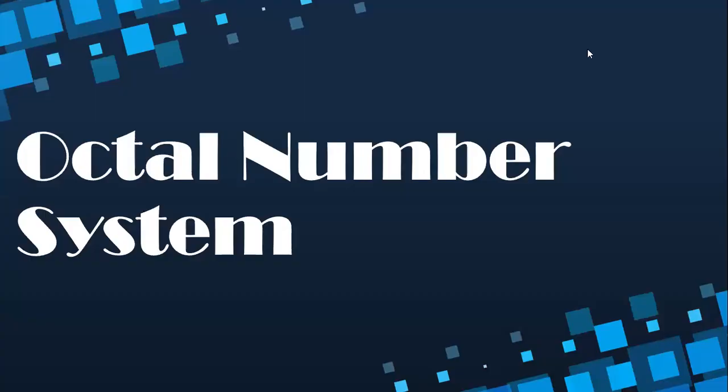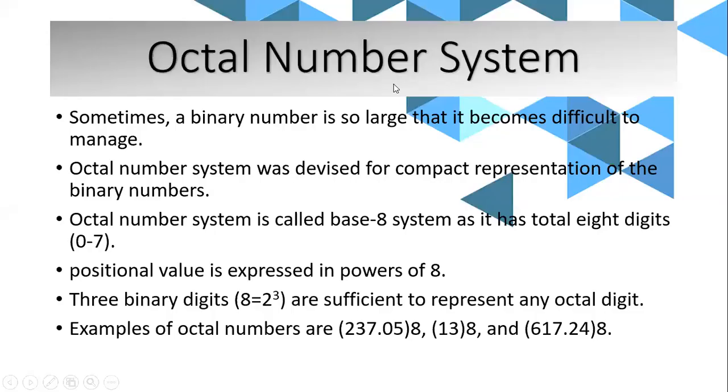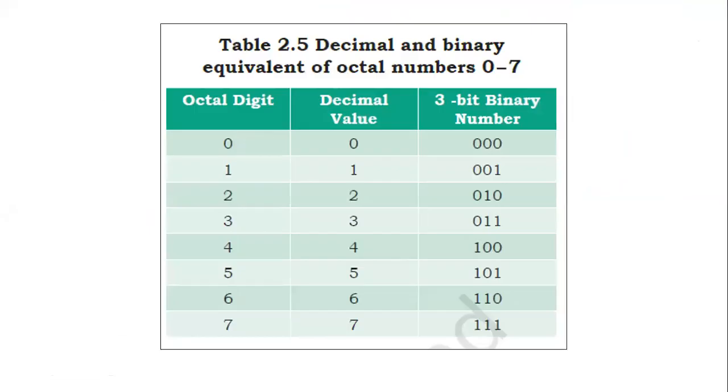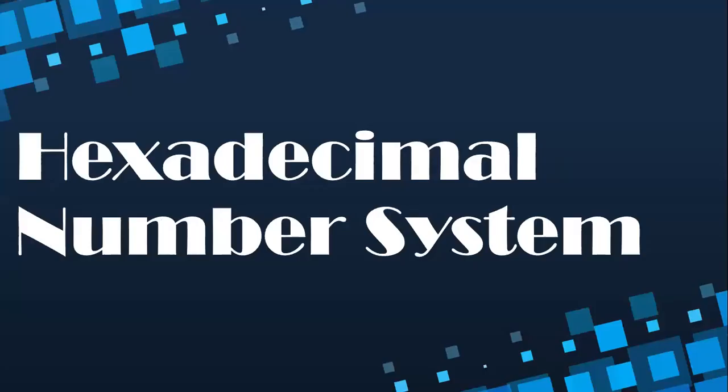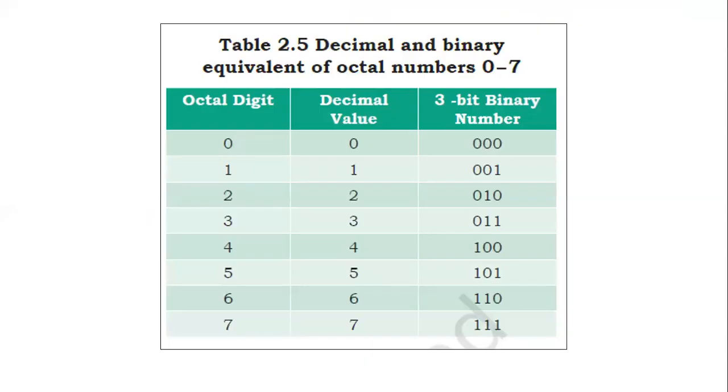The base of the octal number system is 8 and it requires 8 digits from 0 to 7. 3 binary digits, that is 2 raised to 3, gives us 8. The 3 binary digits are sufficient to represent any octal number. So today we will learn how to convert a number to the octal number system.